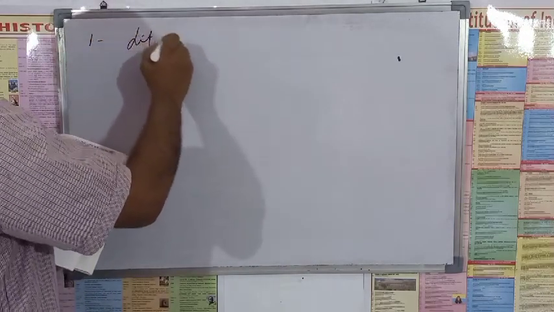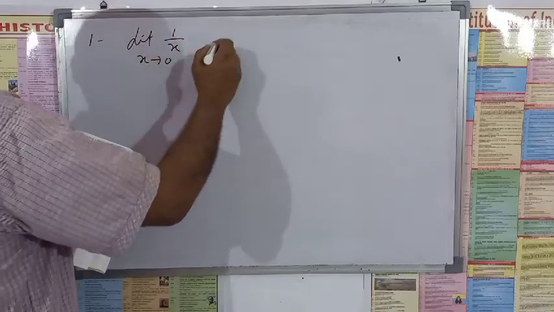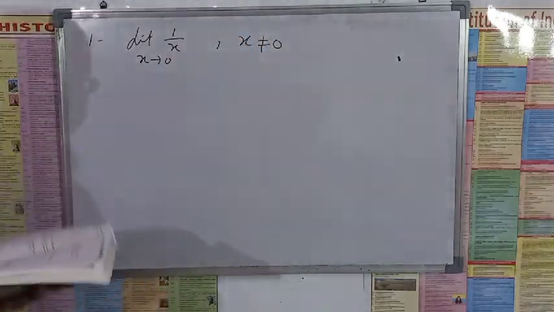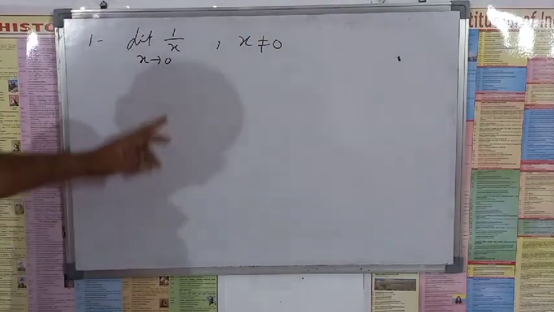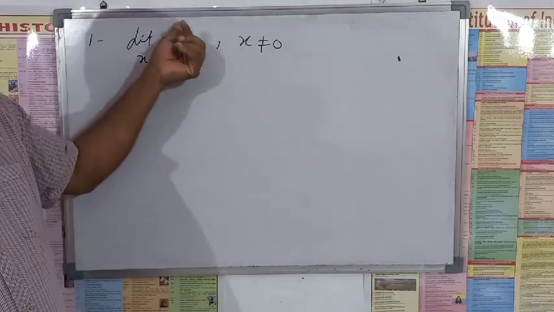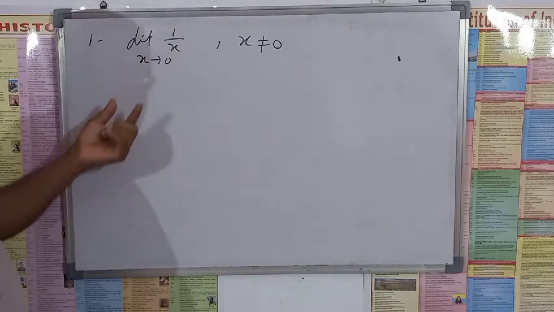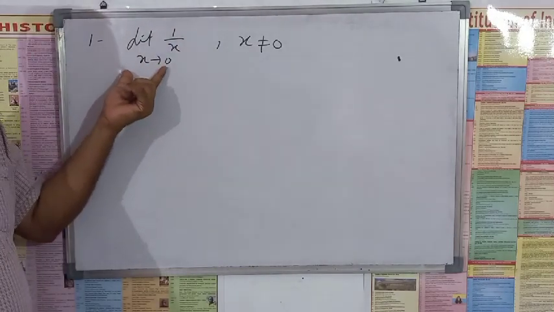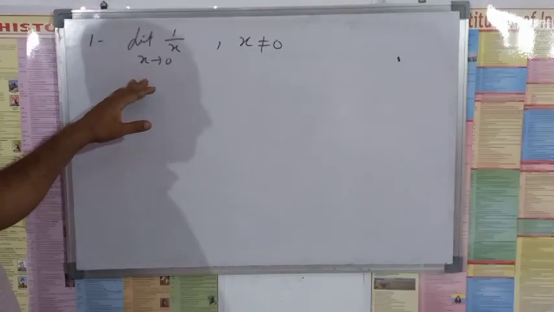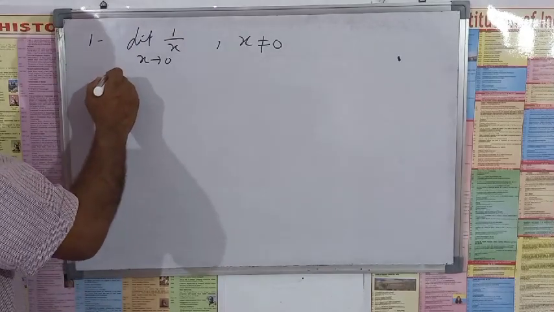limit of 1 by x, x tends to 0. Here x is not equal to 0. The domain of the function is all real numbers except 0. So let us check whether the limit of this function 1 by x exists or not. Firstly, we have to take the left hand limit, then the right hand limit. So take the left hand limit.